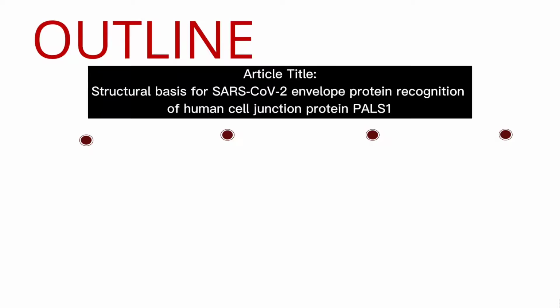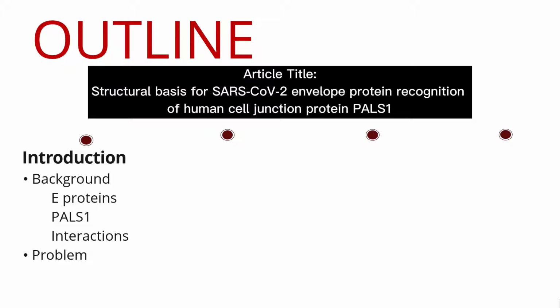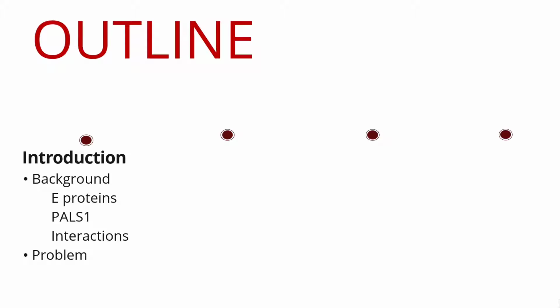This video consists of 4 parts. The introduction, which includes the background of the study, introducing the E protein of SARS-CoV-2 and the PALS1 protein of the human cell junction, as well as their interactions. In this part, the problems of the study are also going to be introduced.